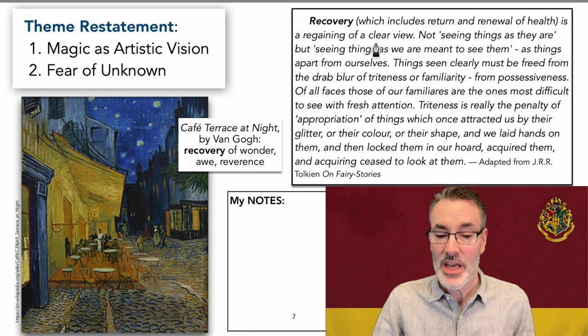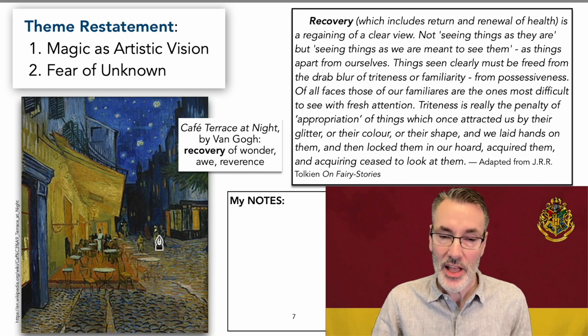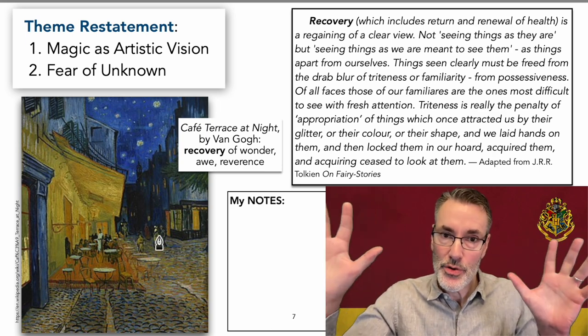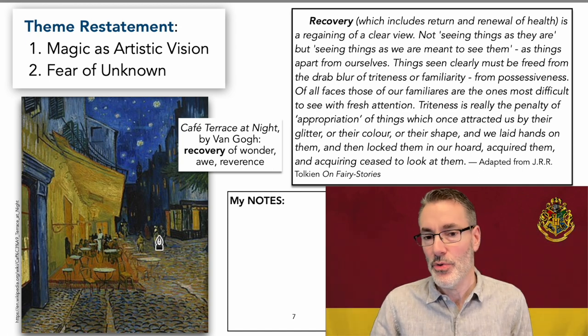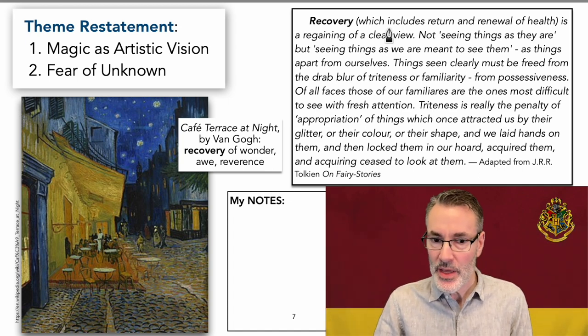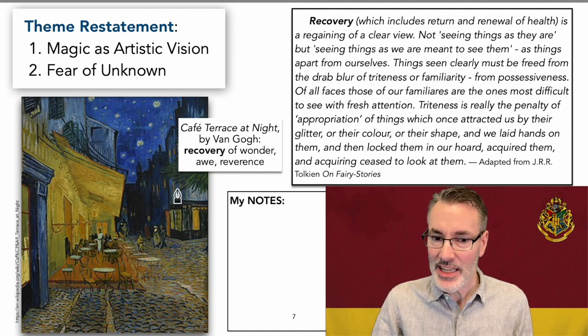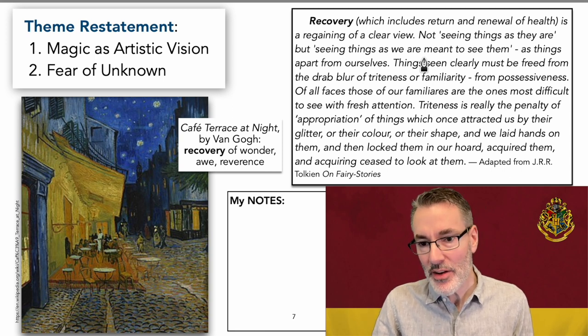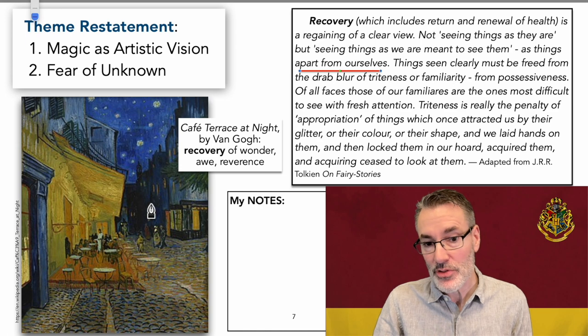So Tolkien talks about recovery, which includes return and renewal of health. We return to the childlike sense of wonder. It's the renewal, the return to that naive, not in a negative sense, the positive sense of the word naive, to see the world anew. So recovery, which includes return and renewal of health, is a regaining of a clear view, not seeing things as they are, but seeing things as we are meant to see them, as something fresh, as things apart from ourselves.